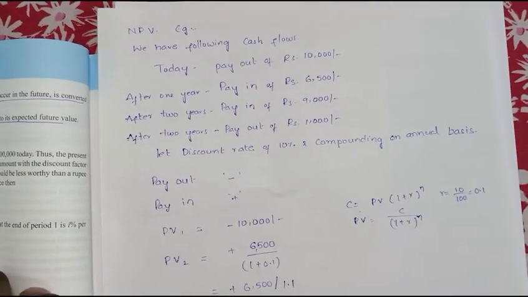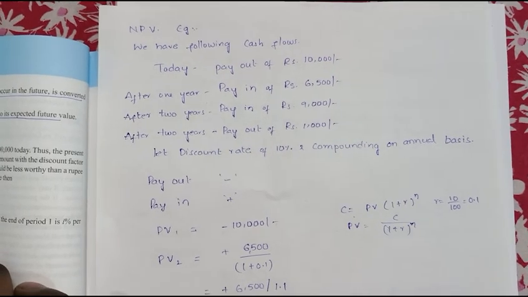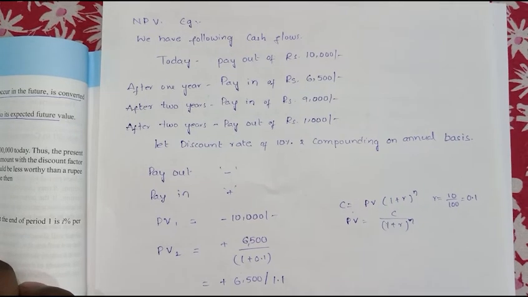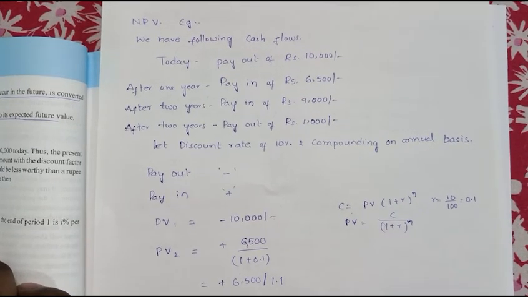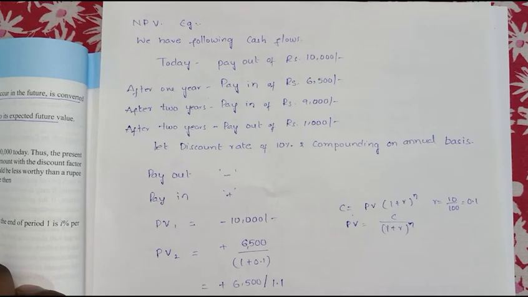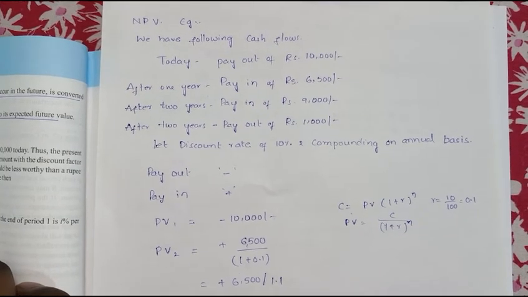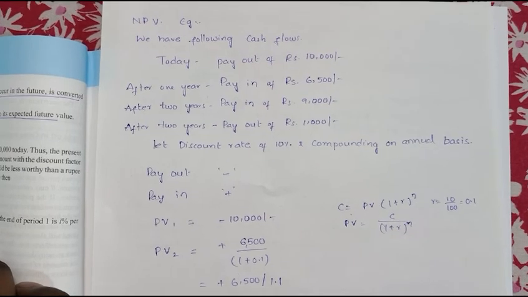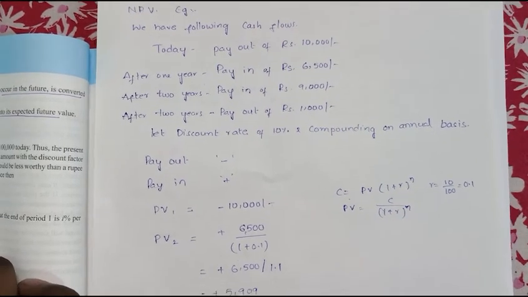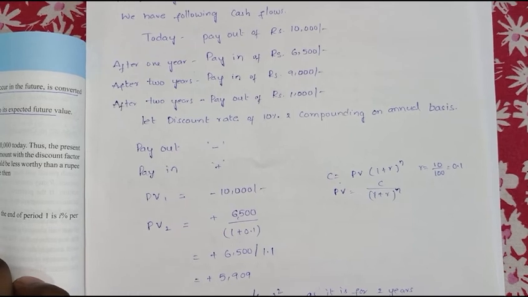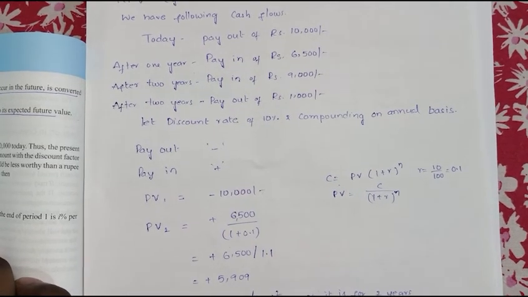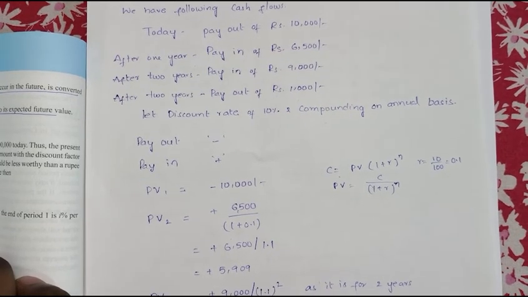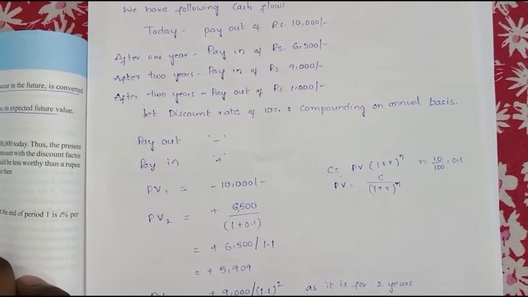So we have the following cash flows. Today, payout of 10,000 rupees. Payout means negative. After 1 year, pay in of 6,500 rupees. Pay in means positive. After 2 years, pay in of 9,000 rupees. After 2 years, payout of 1,000 rupees. Payout means negative. They gave a discount rate of 10% compounding annually. So n will become 1 and r will become 10 by 100 equals 0.1.